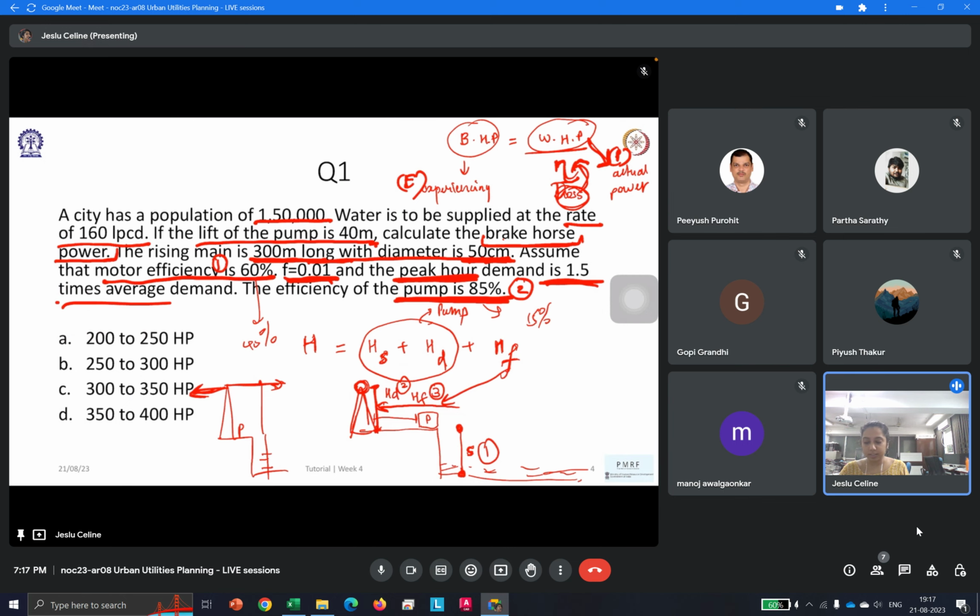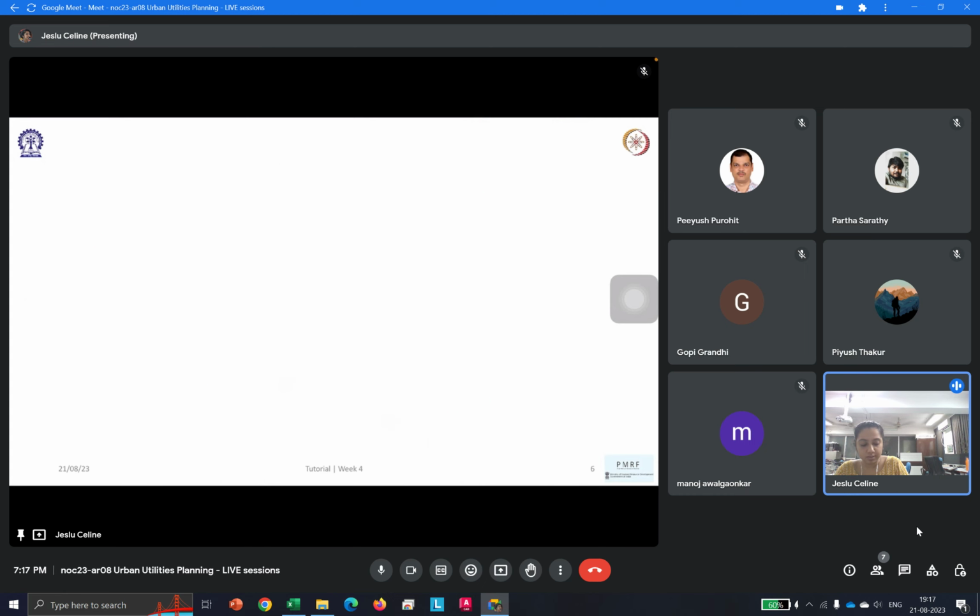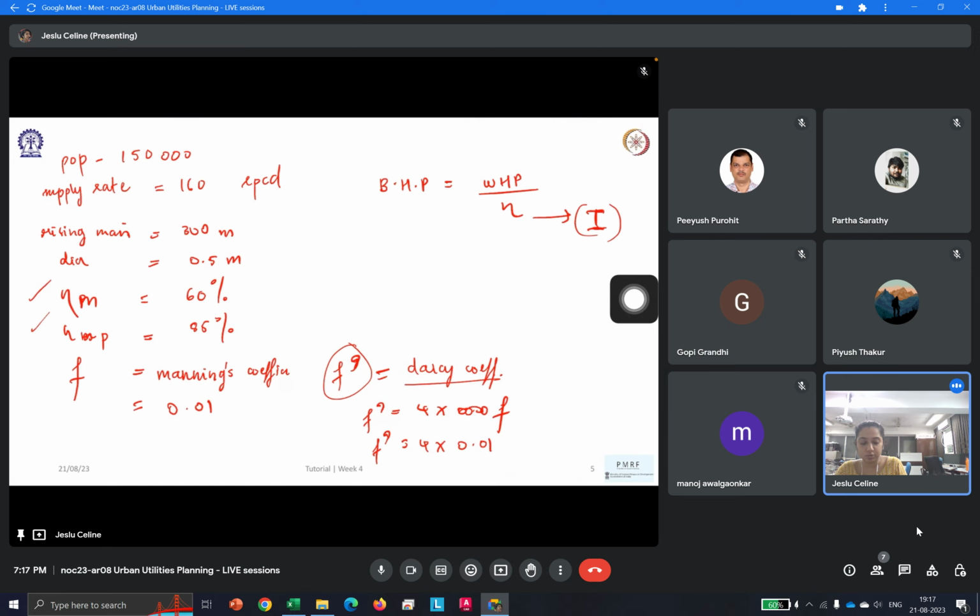So what are the things that we don't know? I'm just repeating the formula here. So brake horsepower is equal to water horsepower divided by the efficiency. We don't know the efficiency, like we know we have two efficiencies. How do we find the efficiency? So we need to find this. So this becomes our first task. We need to find that.